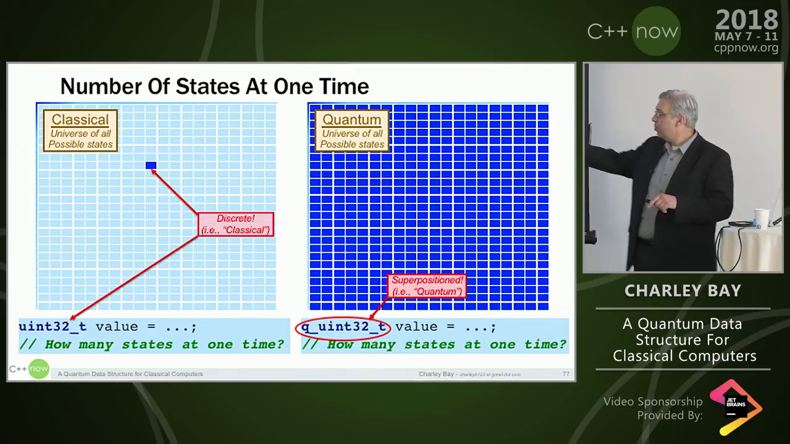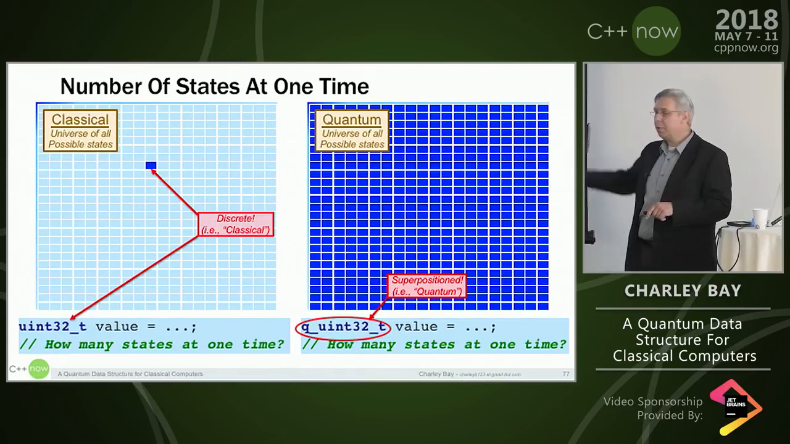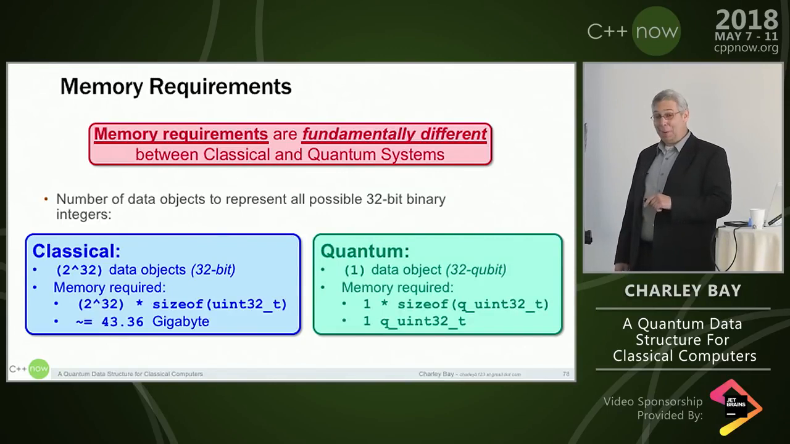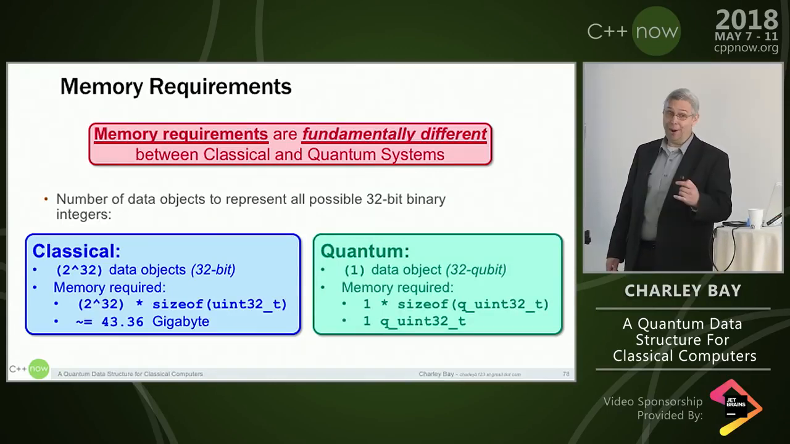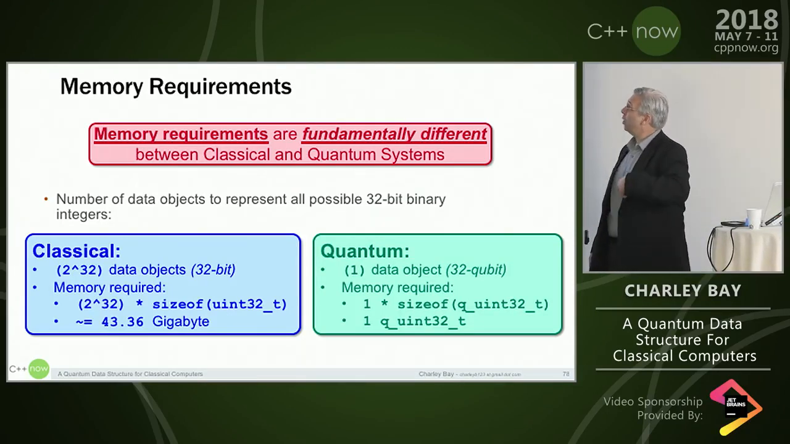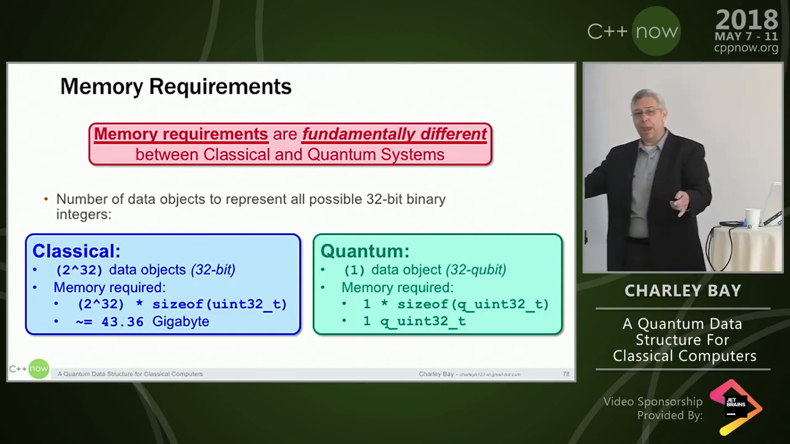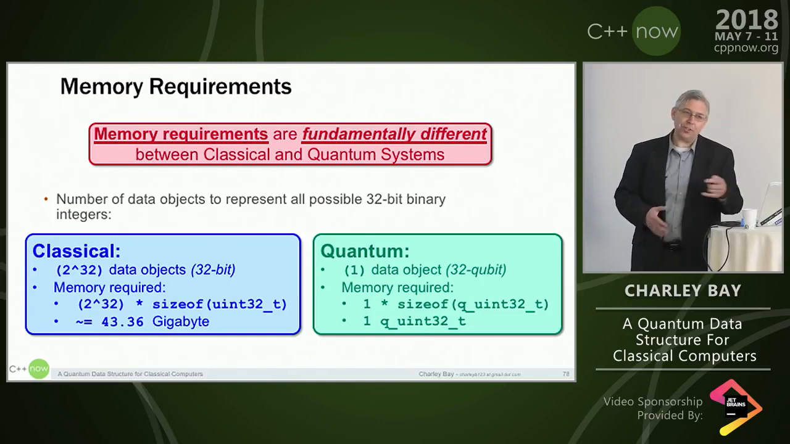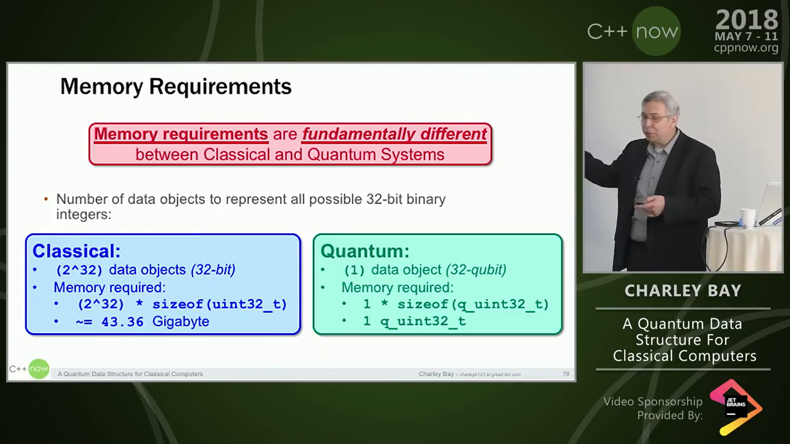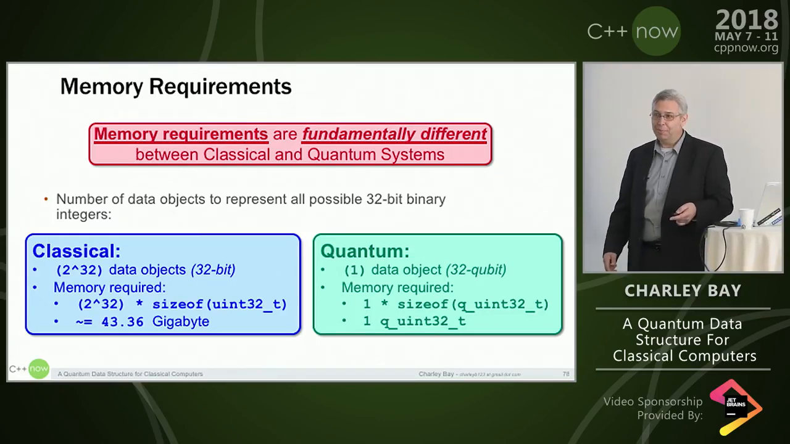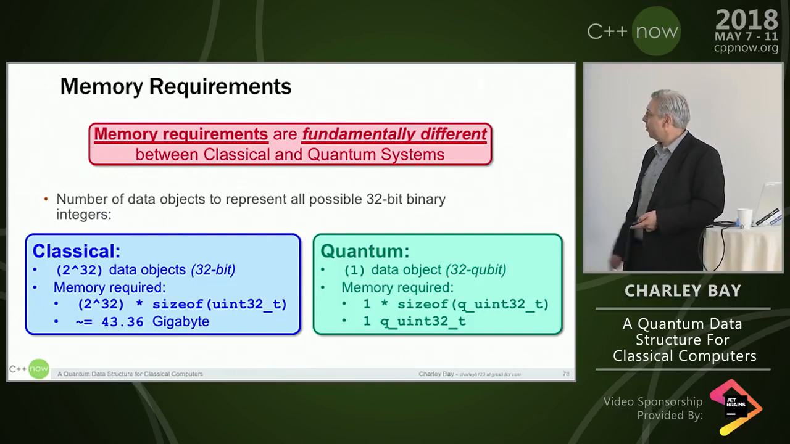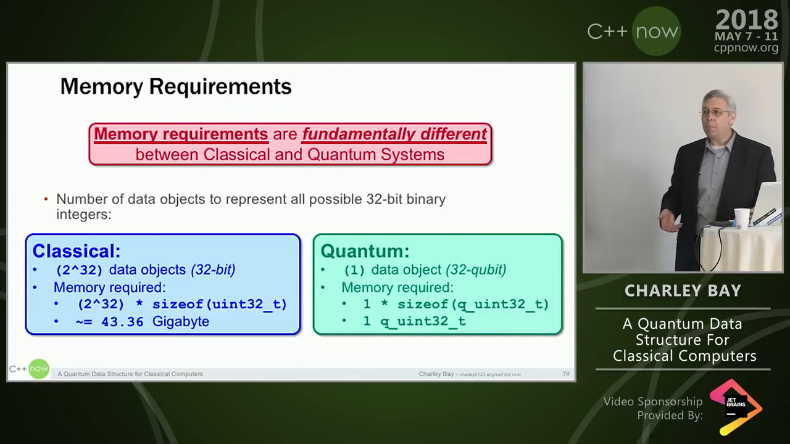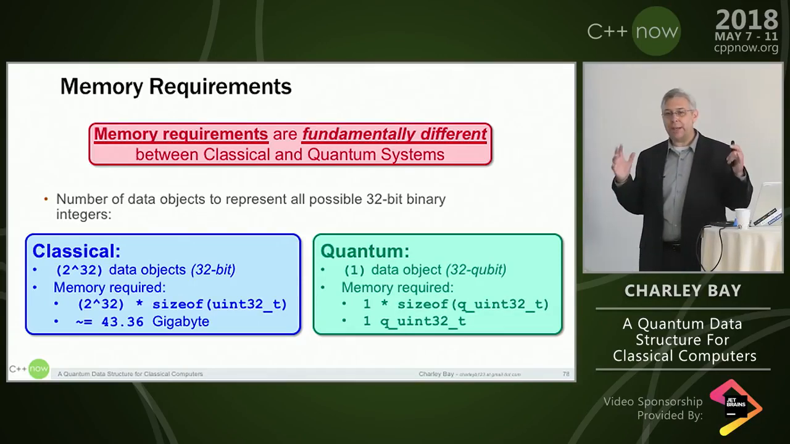That's it. But notice the payload requirements. This only requires one integer to model the whole space. So that means memory requirements are different, and they are. If you want to model a 32-bit space, you only need 32 qubits. That's kind of cool. Unless you have a classical machine, then you need like 43 gig, which is more. And so the memory requirements are kind of fundamentally different, but we're just talking about modifying the data structure space.